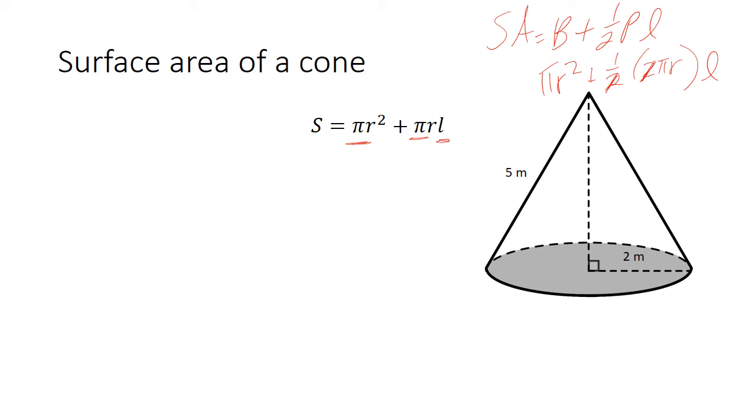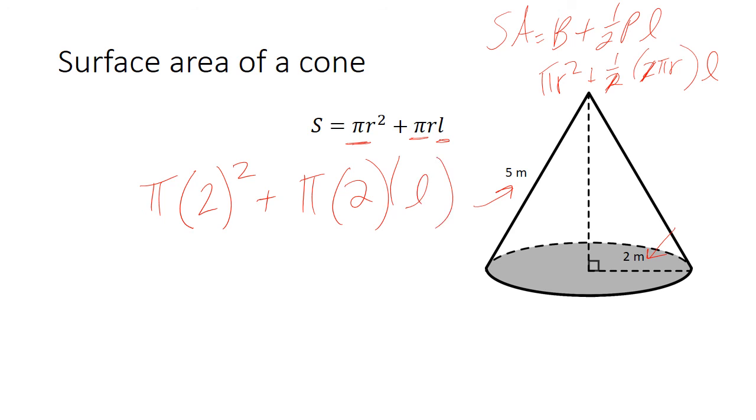You're only going to have 2 numbers given to you in every picture. You'll have your slant height and you'll have your radius. Make sure you're using radius and not diameter. If you are given a diameter, you must divide it in half so you're using radius only. So for this one, I'm going to have pi times r, which is 2 squared, plus pi times r, which is 2, times L, the slant height, which is 5. When you multiply all that out, you're going to get 14 pi, which is approximately 44 meters squared.